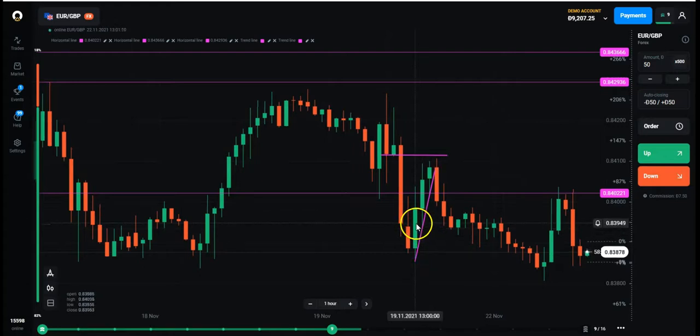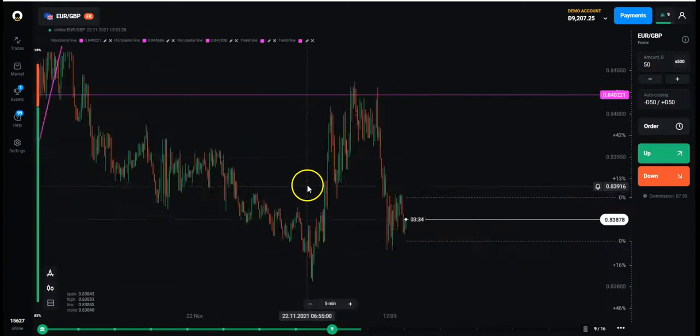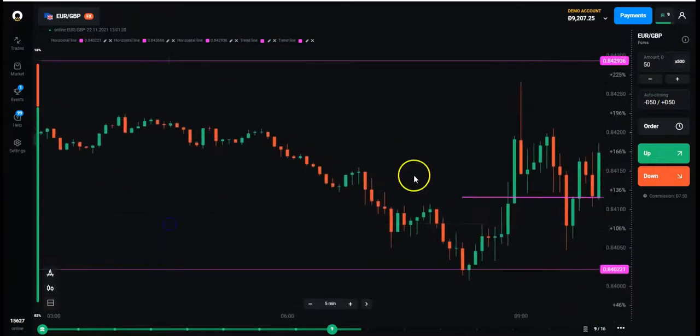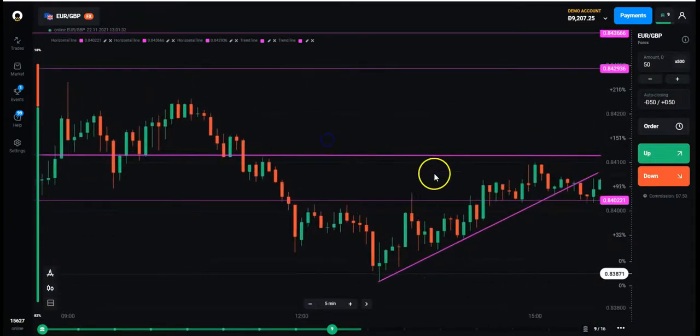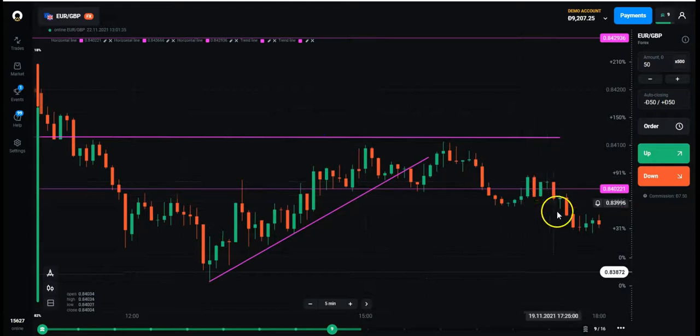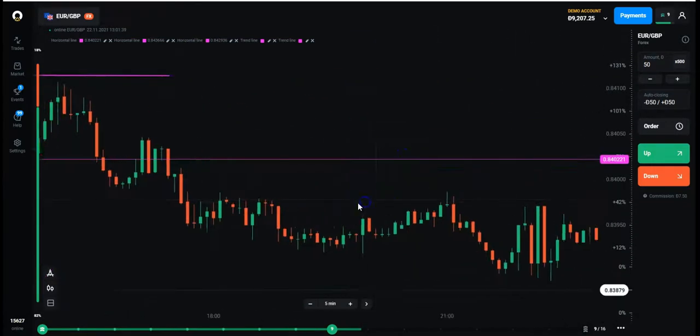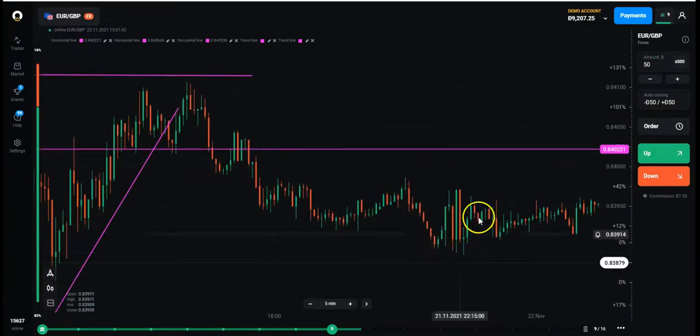Here was the 19th of November. I took a short here, on this retracement, and was looking to take profit at the lows which the market hit. I also mentioned that we can look at retracements coming down, as the market broke the trend line, confirming further downside. So we had a retracement here, another further retracement here where you could have shorted, and then the market continued on its way down.